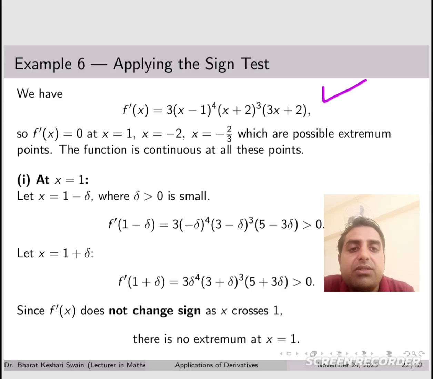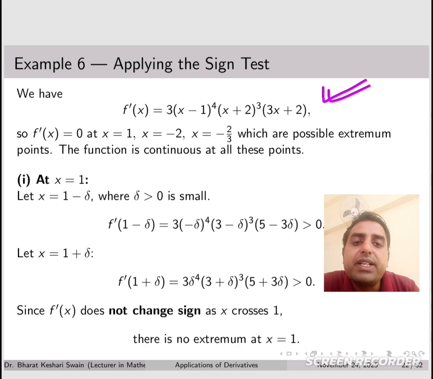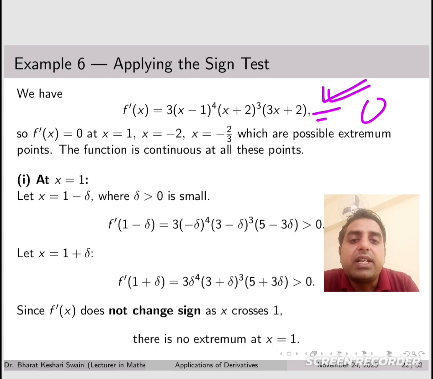Suppose f'(x) = 3(x − 1)^4 (x + 2)^3 (3x + 2). Suppose this is your f'(x). So to find the critical points, take f'(x) equal to 0, and if you solve, then what will we get? x = 1, x = −2, x = −2/3.